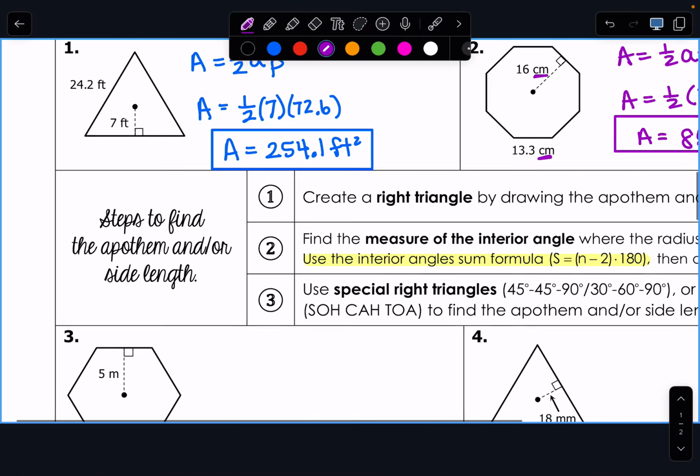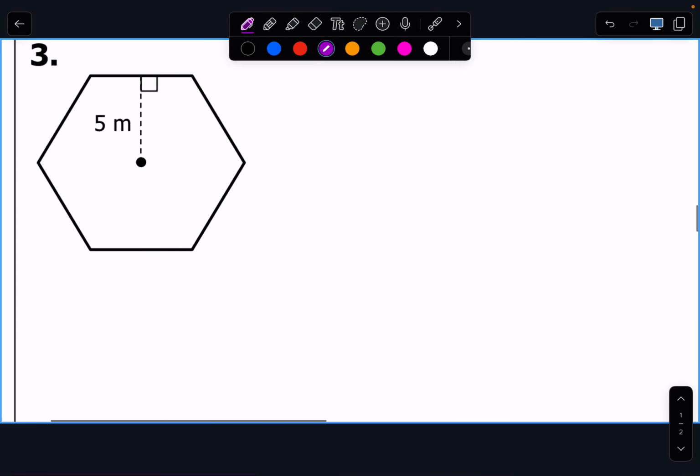All right, so let's look at number 3. I only have the apothem. We need the perimeter also. Okay? So everybody with me, draw in the radius. Do I care what the radius is? No. What I want to find is this measurement right here. Okay? What kind of regular polygon are we working with? Hexagon. Okay, we have a hexagon.